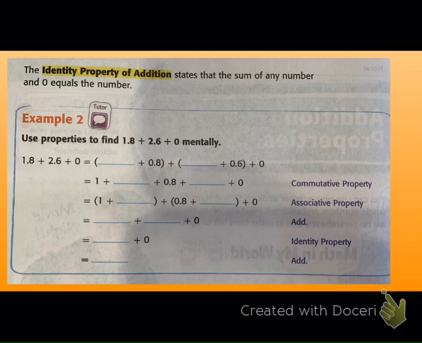So here's another one, the identity property. Again, this is the simple one. Anytime you're adding anything plus 0, it's always going to just keep it the same. So we're going to break this apart like we did earlier. So we're breaking this number here apart, 1 and 8/10. So I have 1 plus 8/10. And over here I have 2 and 6/10. So 2 plus the 6/10. That doesn't change. Now we're going to go ahead and change these around.